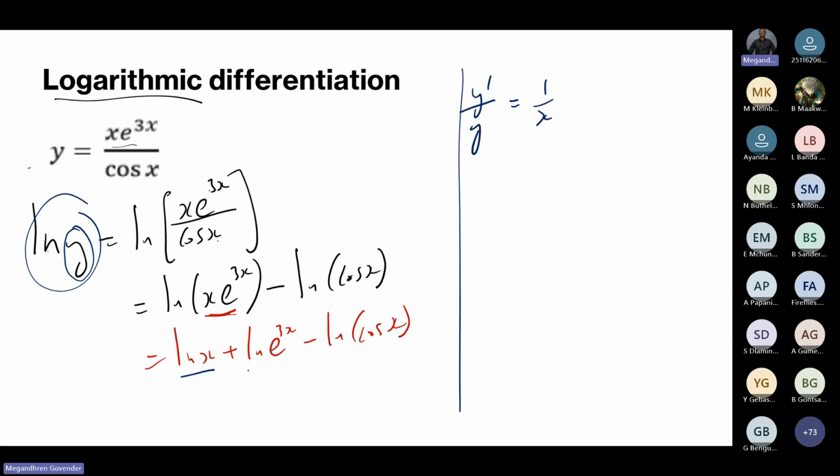Now, be careful here. What's the derivative of ln of e to the 3x? Let's start with the inner function. What's the derivative of 3x?